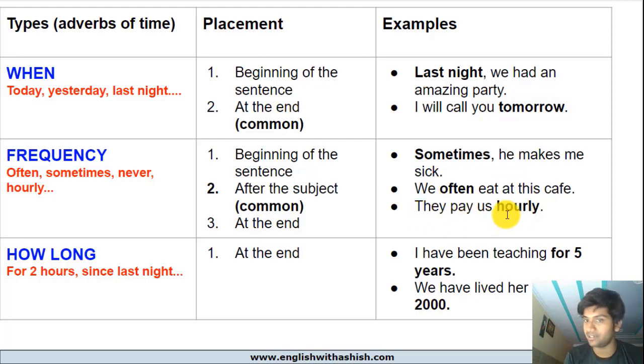They pay us hourly. They pay us monthly. So definite adverbs of frequency come at the end of a sentence. They pay us hourly. They pay us weekly, monthly, fortnightly, right? Something like that.